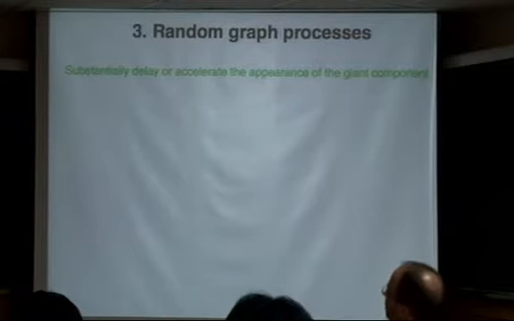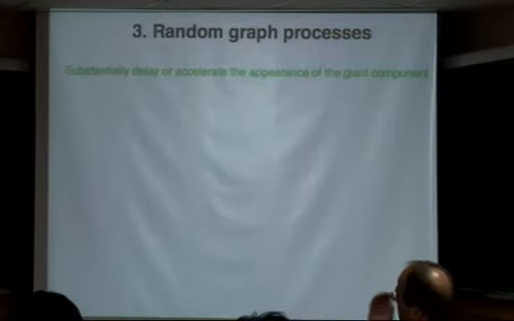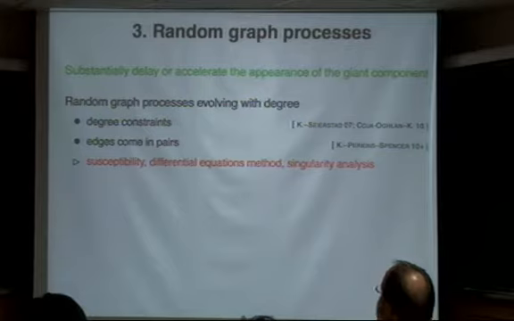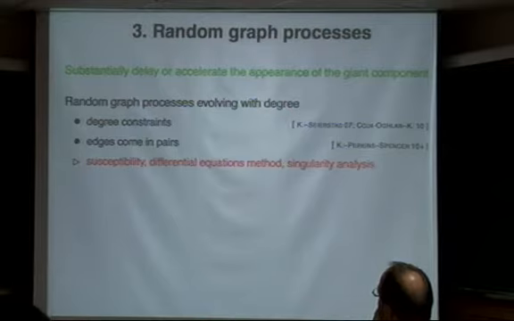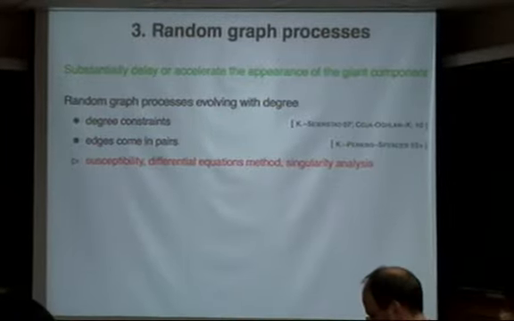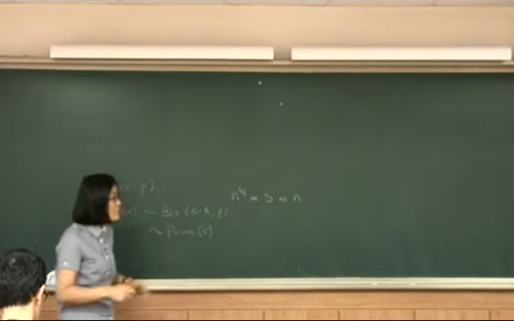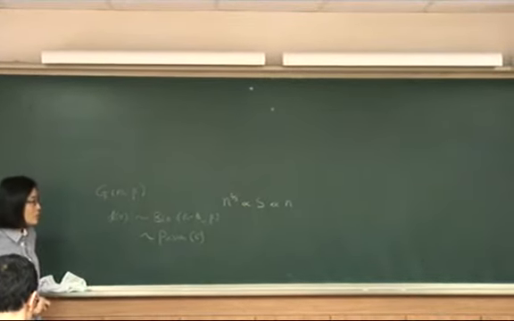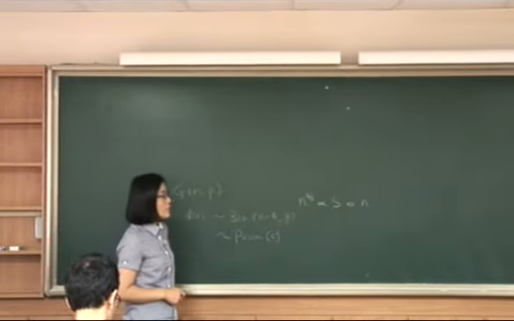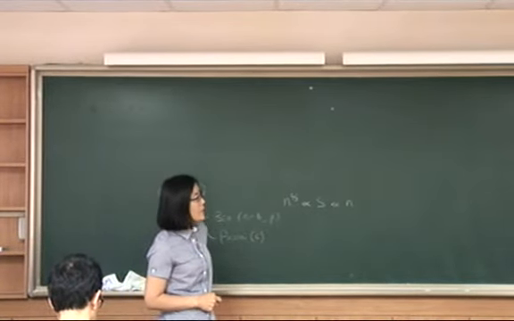But for this particular purpose, what is good is random graphs which evolve with degree constraints, or you favor the minimum degree vertices to be attached first, or the edges come in pairs and you can decide which edge to add so that you can accelerate the appearance of the giant. This has been done for many years, starting from Achlioptas, Tom Bohman and Alan Frieze at Carnegie Mellon.